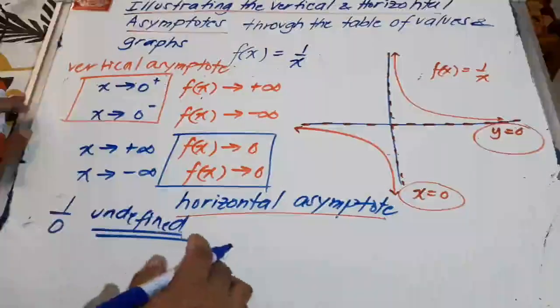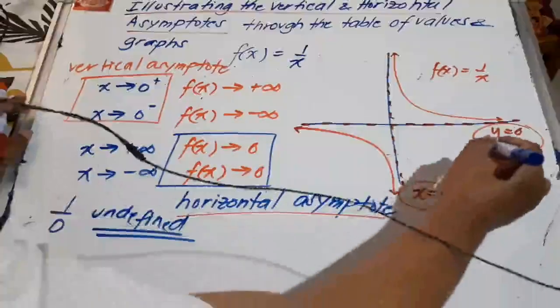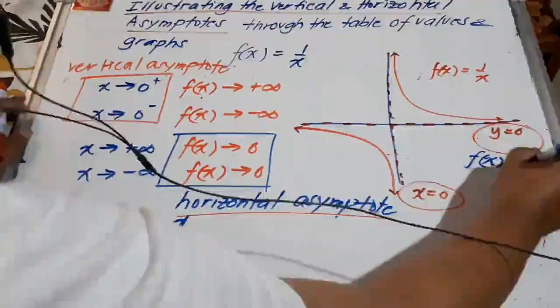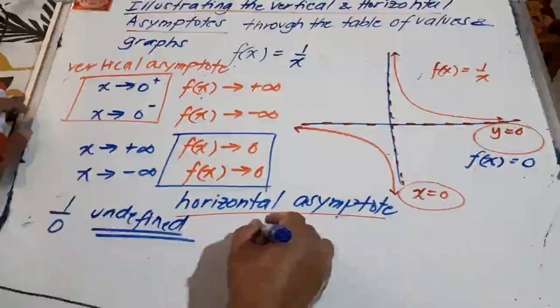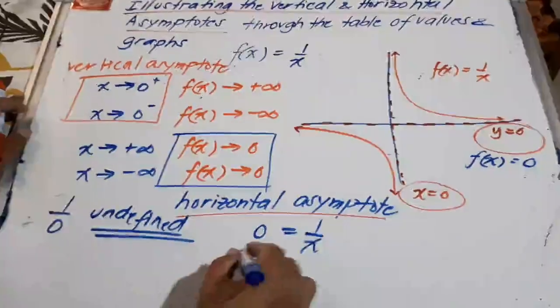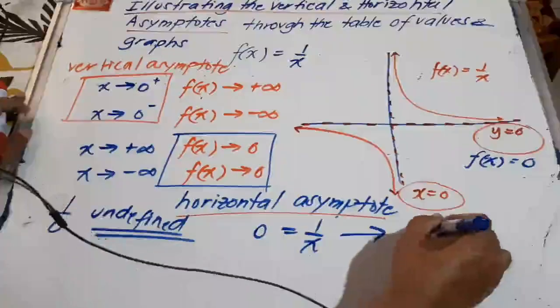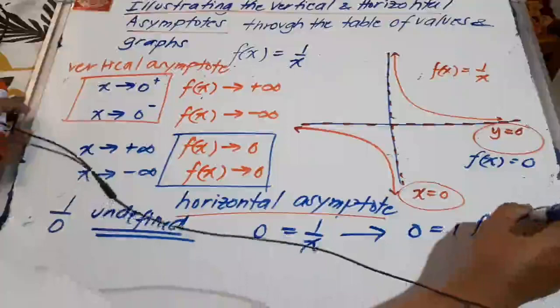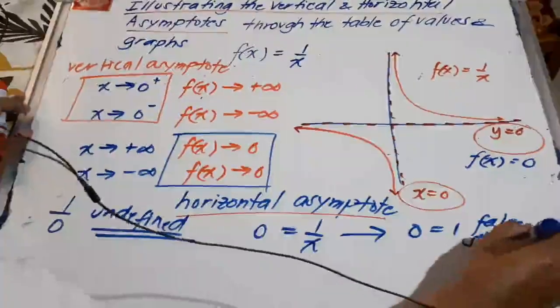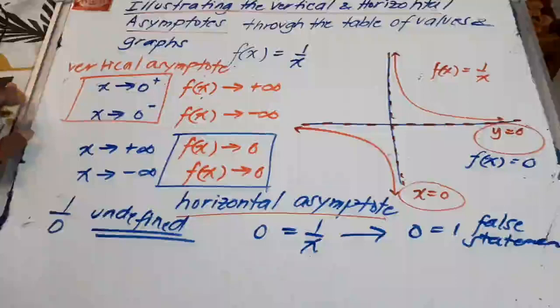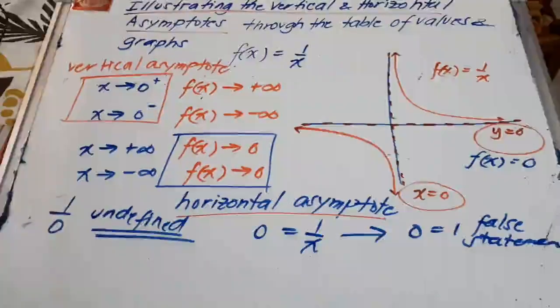How about for the horizontal asymptote? For the horizontal asymptote, y equals 0 meaning f of x equal to 0. Check natin. If f of x is equal to 0, so that will be 1 over x. 0 equals 1 over x. We have x times 0 by cross multiplication, we have 0 equals 1. This is a false statement. That false statement is an indication na hindi pwedeng maging 0 yung ating value of f of x. At kapag hindi pwedeng maging 0 ang value niya, it indicates that that value of y is the horizontal asymptote of the rational function.